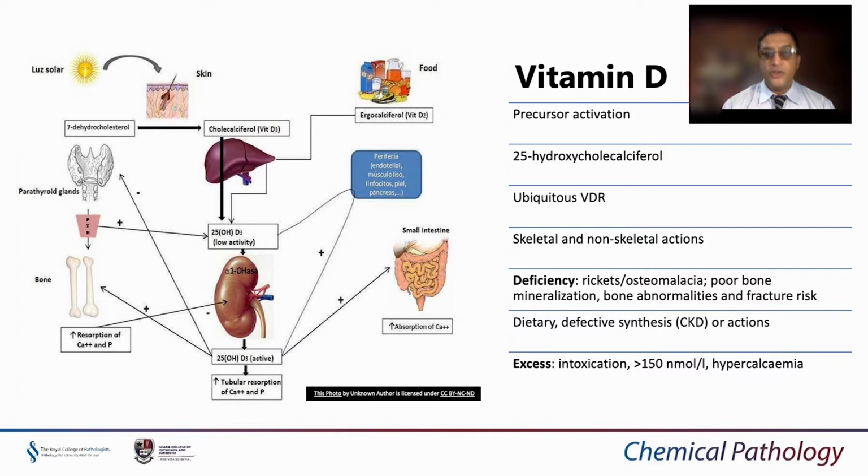Deficiency states usually result in rickets and osteomalacia in children and adults respectively, poor bone mineralization, bone abnormalities, and increased fracture risk. In addition, dietary deficiency, defective synthesis in, for example, chronic kidney disease, as well as defective actions of vitamin D, can result in deficiency states. The toxic states of vitamin D are usually evidenced at greater than 150 nanomoles per litre, and this can occur from excess supplementation of vitamin D.